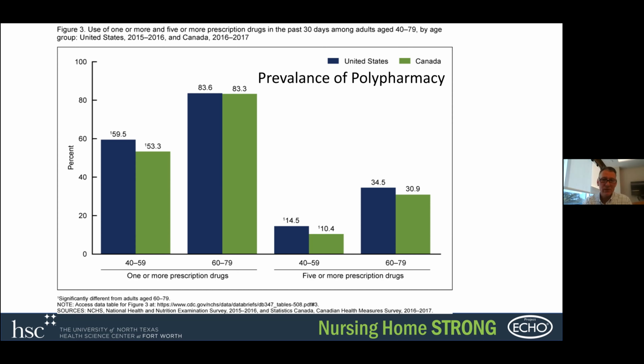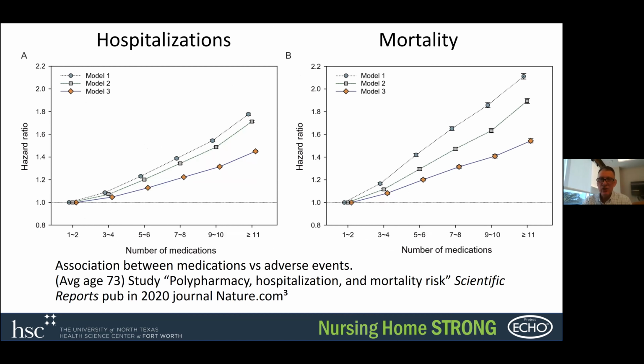this is important. This is a study that came out of the journal Nature. Go to the next slide if we can. And it's just looking at the association between medications, number of medications, and adverse events, and how polypharmacy affects people. And the hazard ratio, if you look to the left here, is talking about hospitalizations. How do you correlate the number of medicines to hospitalization?